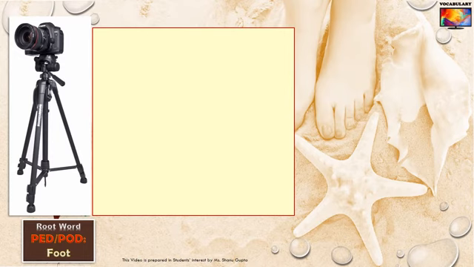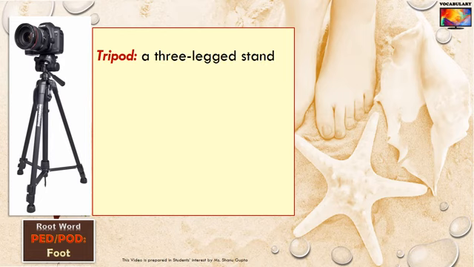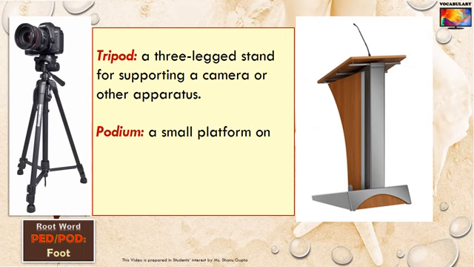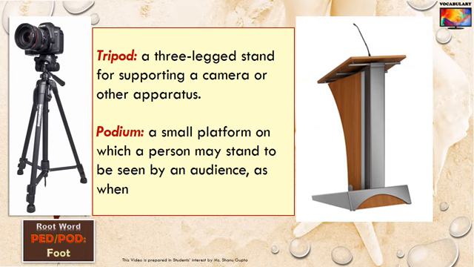One of the most important functions of our feet is that they are a base for our body to stand on. Similarly, we have tripod, meaning a stand with 3 feet on which one can mount a camera or some other apparatus. Not to forget the word podium, which means a small platform on which a person may stand to be seen by an audience, as when making a speech. Another word for podium is dais.